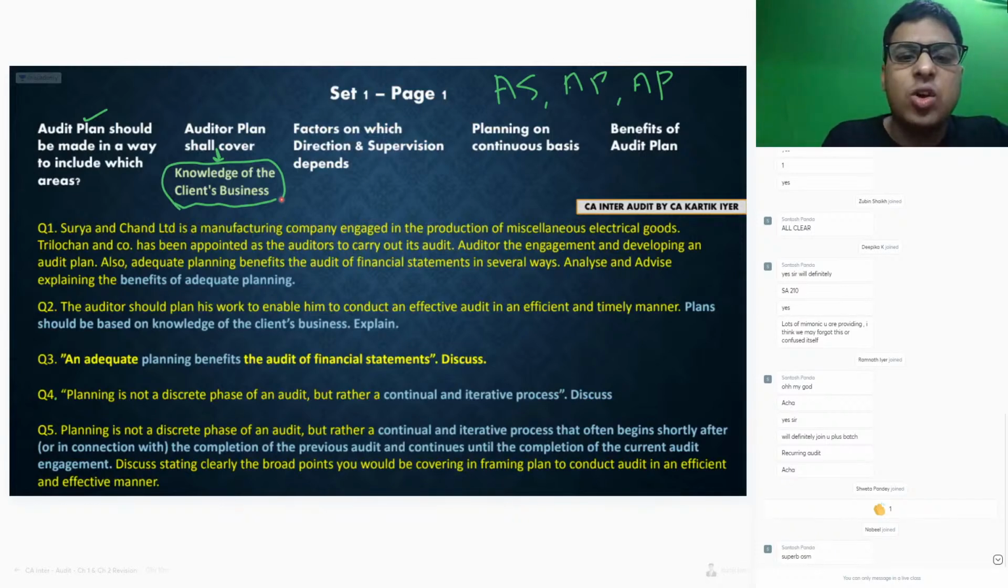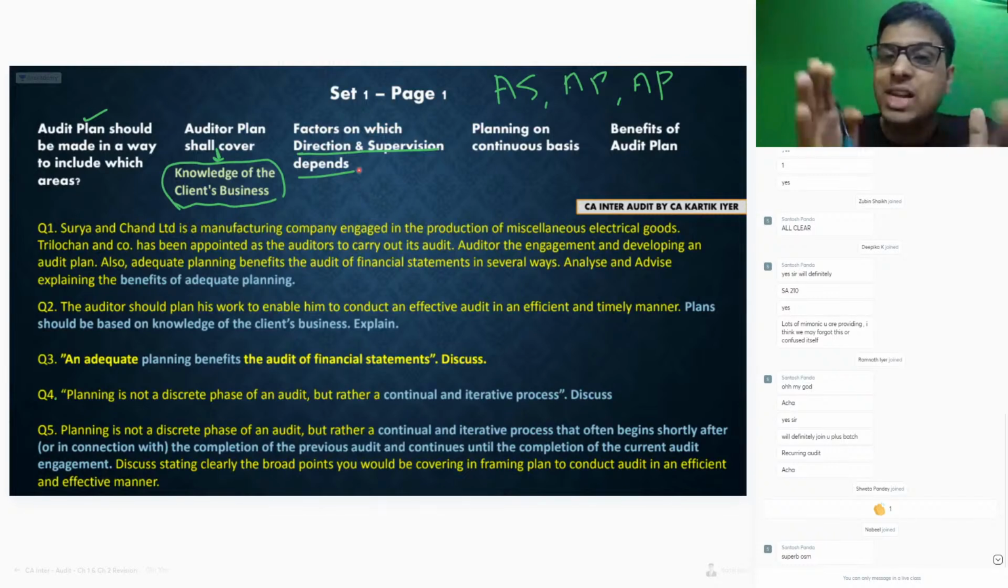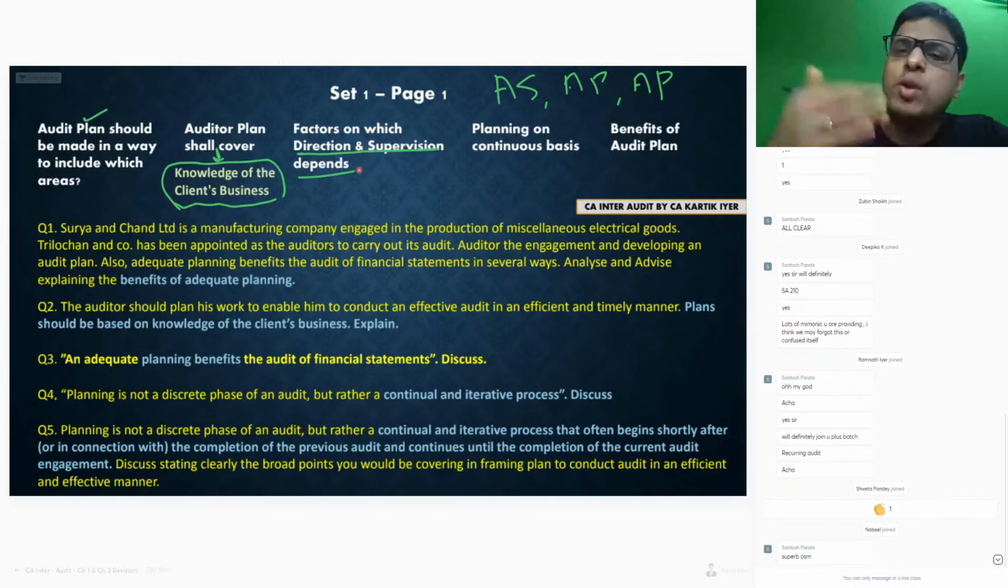Next is factors on which direction and supervision depends. That is basically how the audit team leader should direct and supervise his team members. Simply, if I tell you in a simple example, suppose you are a very good and trustworthy person, so your parents won't have to direct and supervise you because they know that my child will be able to do it. Similarly, if the audit engagement team is more qualified, then the engagement team leader will not have to direct and supervise that much.